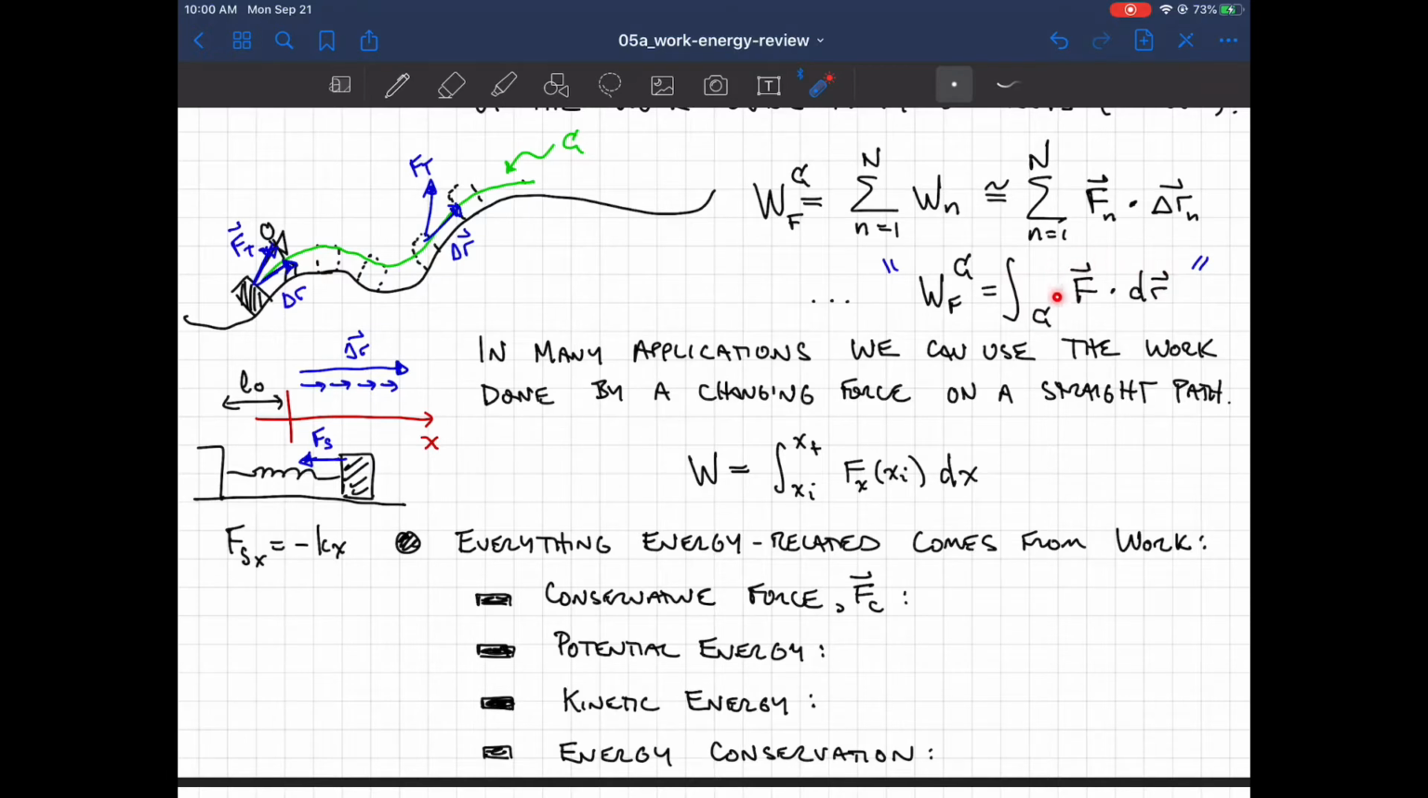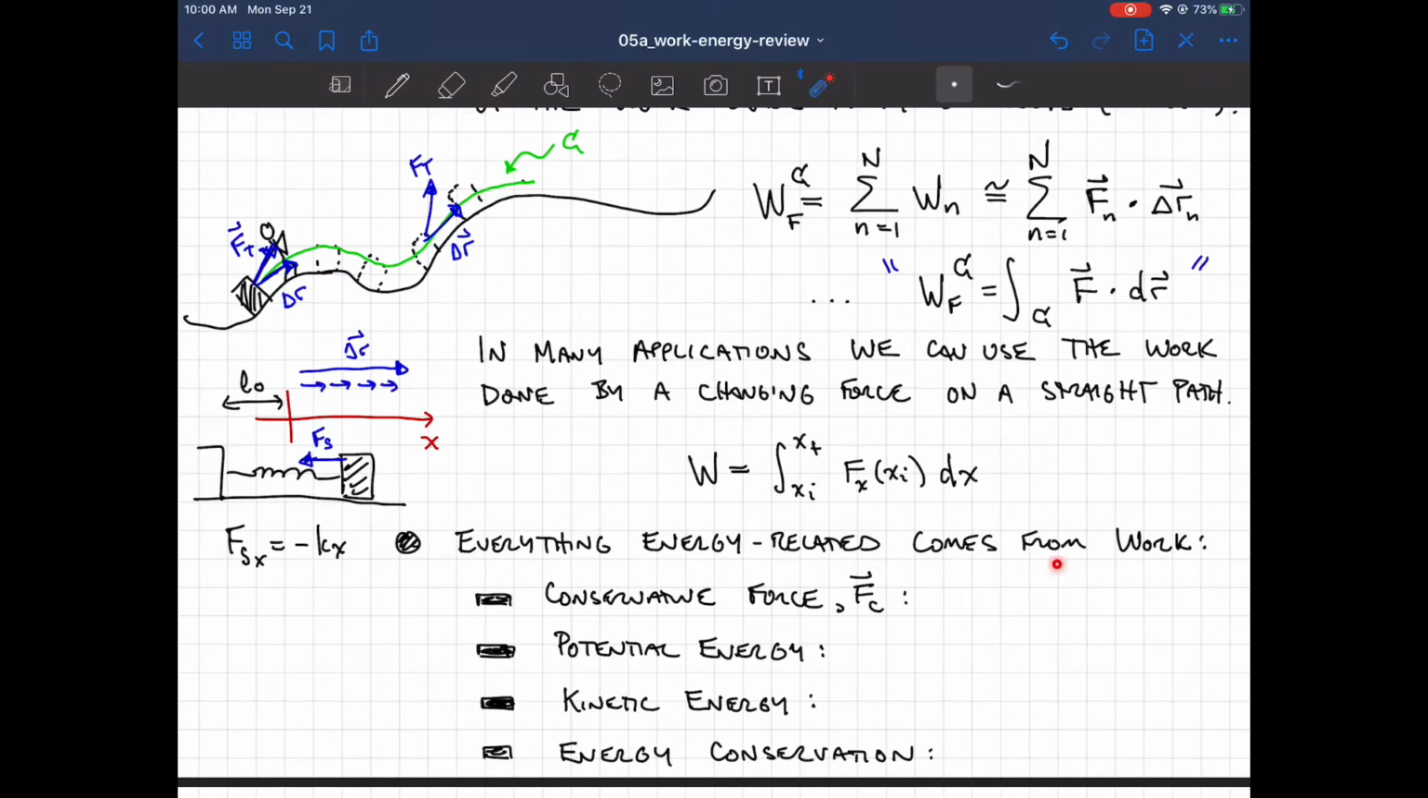This one, it's not quite clear what that means, an infinitesimal vector segment. But this one is pretty clear. So this is just a regular integral over x from the initial position to the final position of the x component of the force, which of course could be a function of x. So if you want to calculate the work done by a changing force over a straight path, then you call that path the x-axis, and then you set up this integral over that straight path. And we'll do that in a couple of different examples.